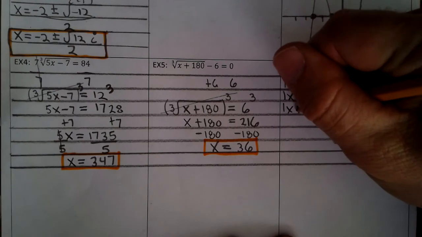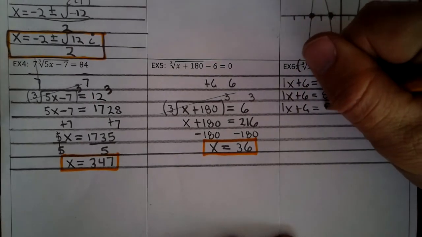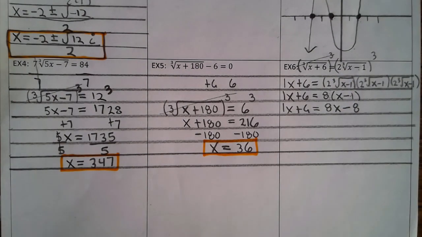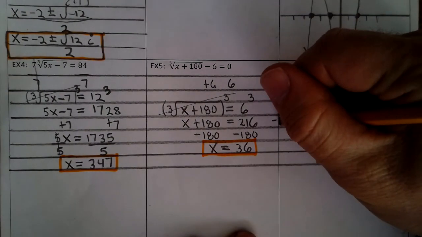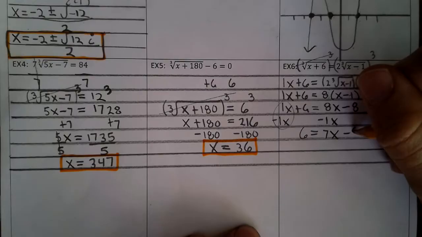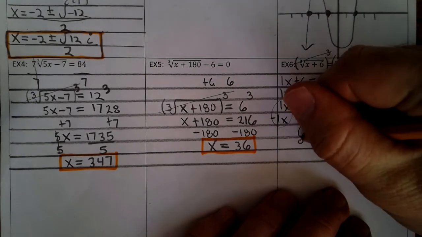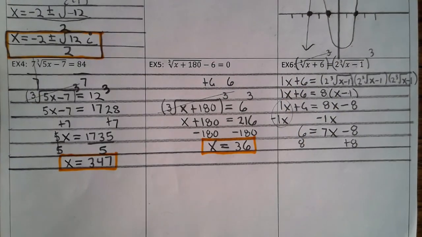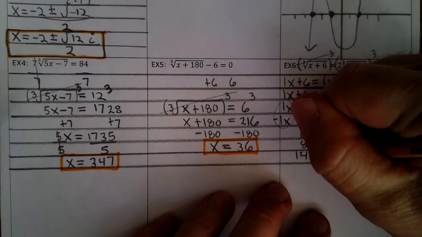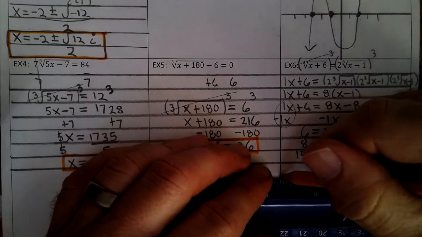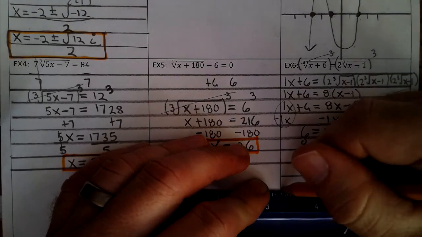Now, whenever you have x's on both sides, you always subtract the smaller one. So you're going to subtract 1x from both sides. That's 0. That's gone. You get 6 equals 7x minus 8. Now you need to add 8 to both sides. So 14 equals 7x. Divide both sides by 7. That's 1. 2 equals x.